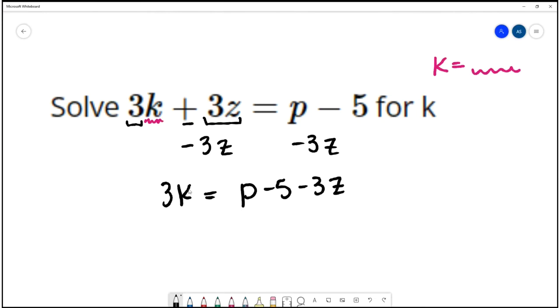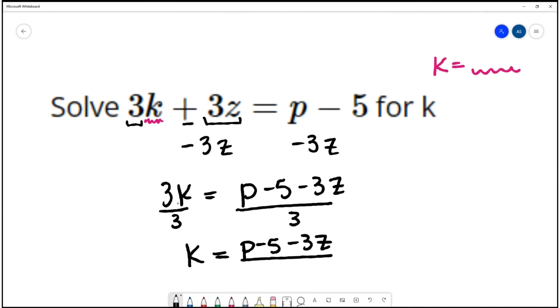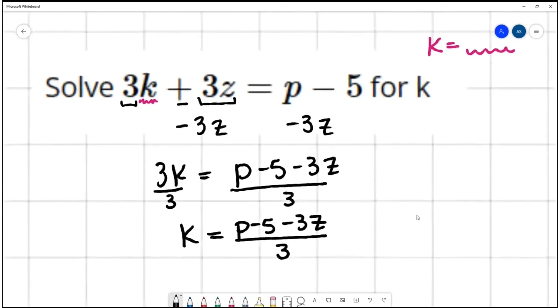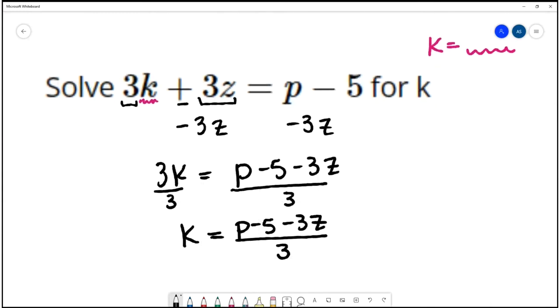So we want to continue isolating the k on one side of the equation. So we need to get this factor of 3 to the other side. This is 3k, 3 times k, and the opposite operation, multiplication, is division. So we'll divide by 3. So this gives k equals p minus 5 minus 3z over 3. And this is our answer. We have solved for k.